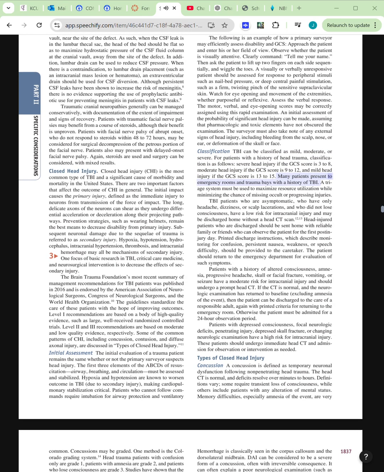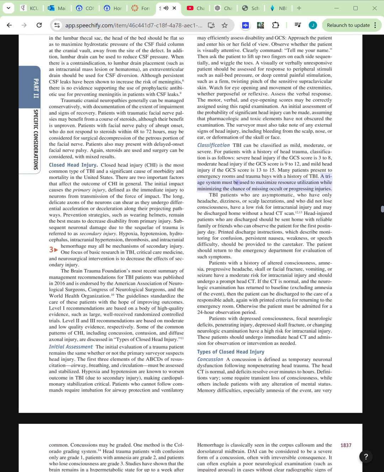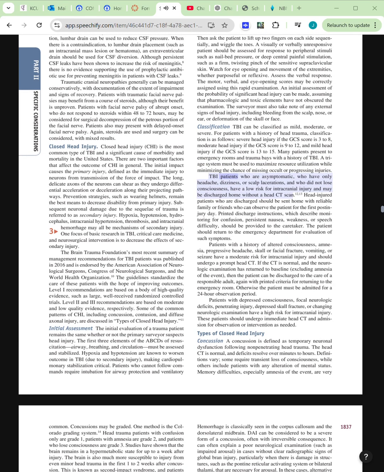Many patients present to emergency rooms and trauma bays with a history of TBI. A triage system must be used to maximize resource utilization while minimizing the chance of missing occult or progressing injuries. TBI patients who are asymptomatic, who have only headache, dizziness, or scalp lacerations, and who did not lose consciousness have a low risk for intracranial injury and may be discharged home without a head CT scan.